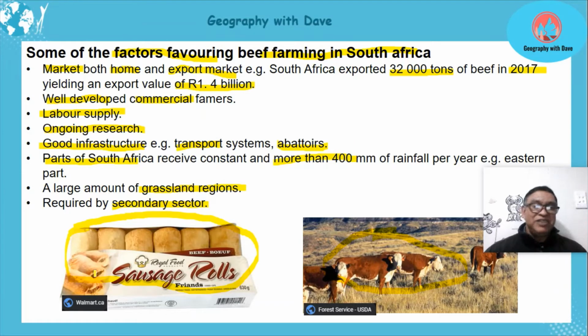Whoa, they look nice. Okay, so this raw material is used to make or manufacture the pies. In fact, the skin of the cattle is used even for leather. Because of that, it's a factor favoring production of it.